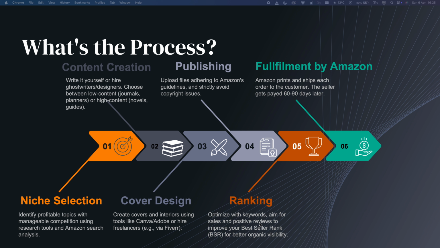The content of your book is crucial to get good reviews, which is also helpful for the ranking. If someone buys your book, Amazon will print your book, ship it to the customer, and you will get a royalty payment 60 to 90 days later. Let me give you some examples on which books you are able to sell.